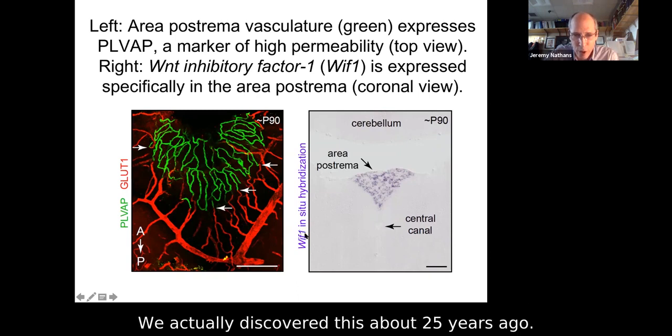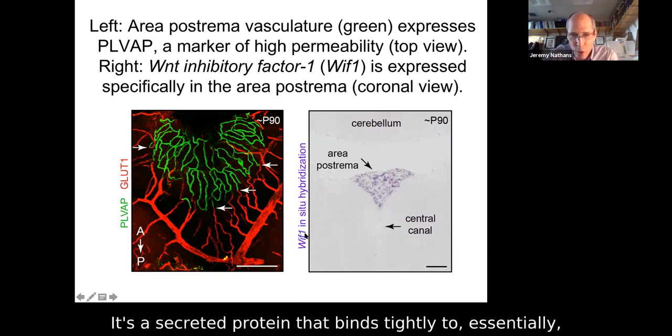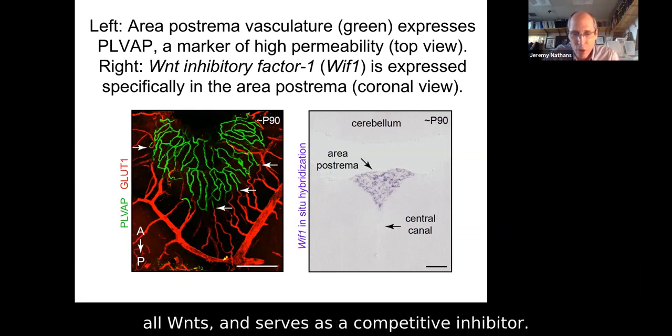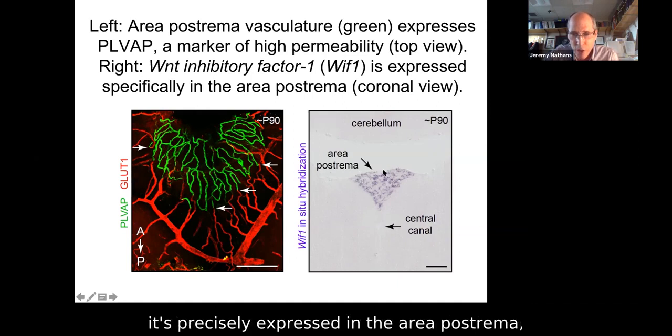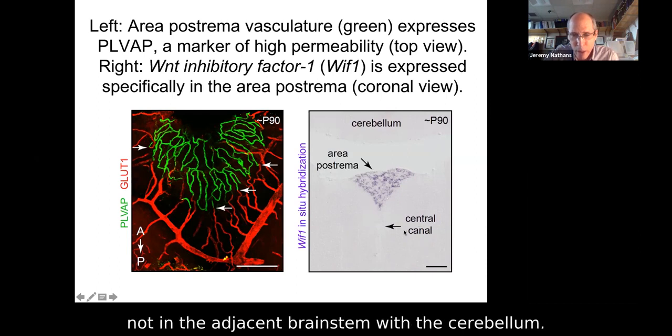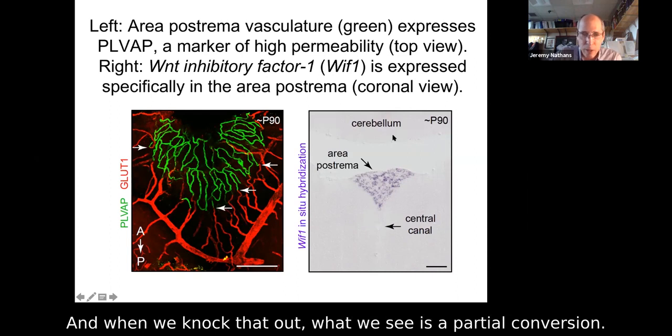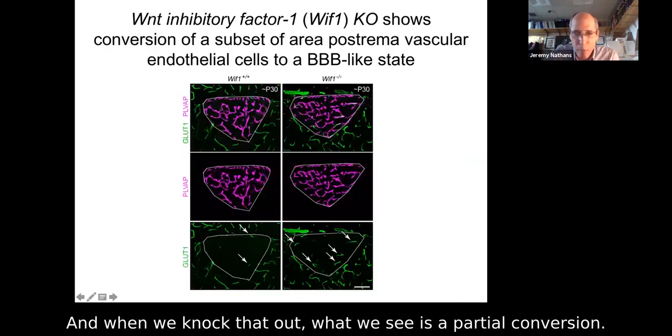We actually discovered this about 25 years ago. It's a secreted protein that binds tightly to essentially all Wnts and serves as a competitive inhibitor. And you can see by in situ hybridization, it's precisely expressed in the area postrema, not in the adjacent brainstem or the cerebellum. And when we knock that out, what we see is a partial conversion.